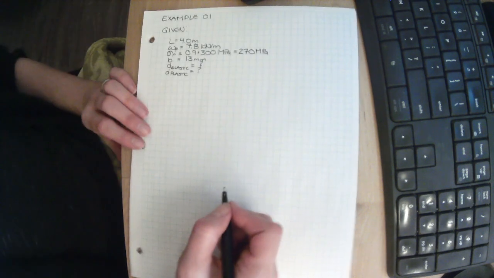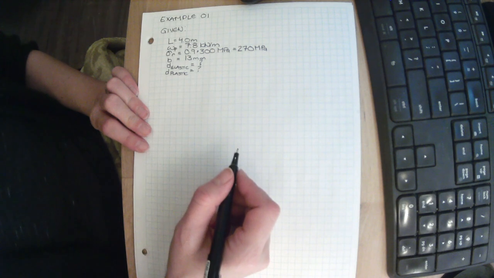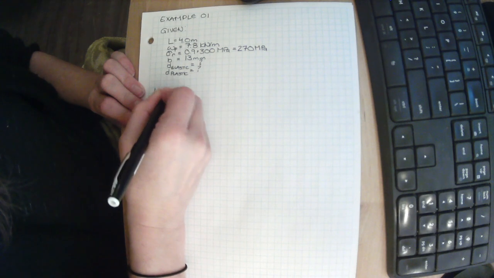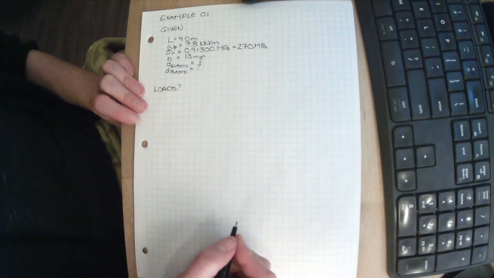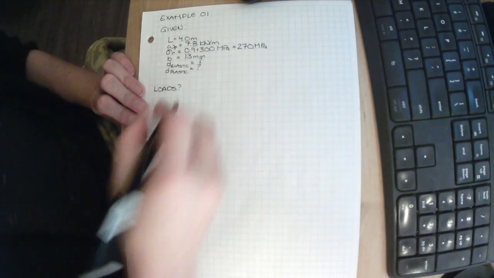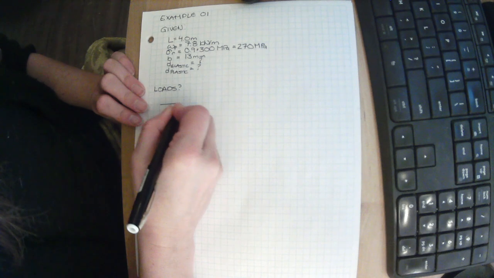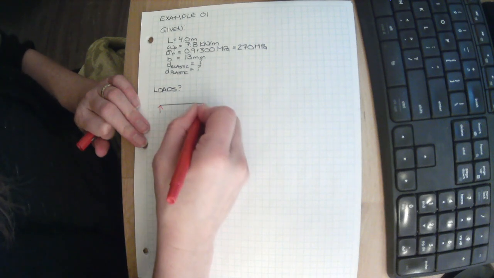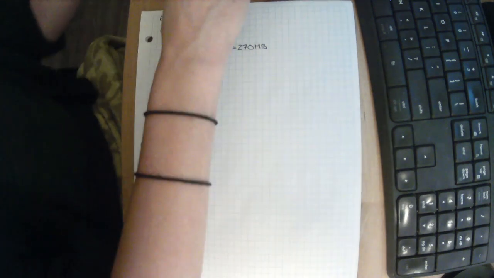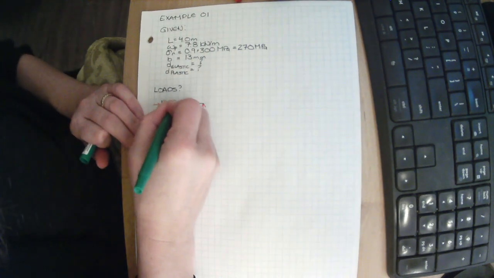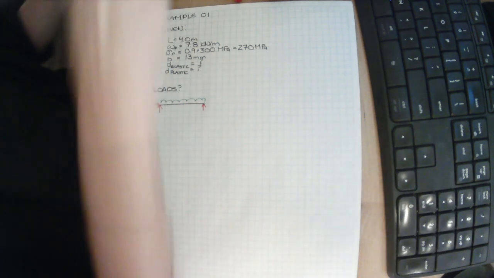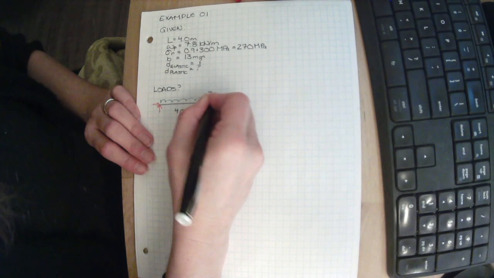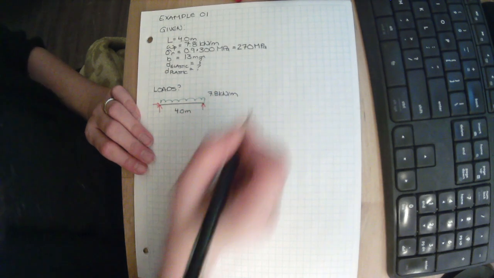Okay. The very first thing we need to do is figure out what the loads are on it. So we need to figure out what the factored internal loads are. Okay, we know that we have a simply supported beam that has supports and an applied load. We know that this is 4 meters, and we know that this is 7.8 kilonewtons per meter.